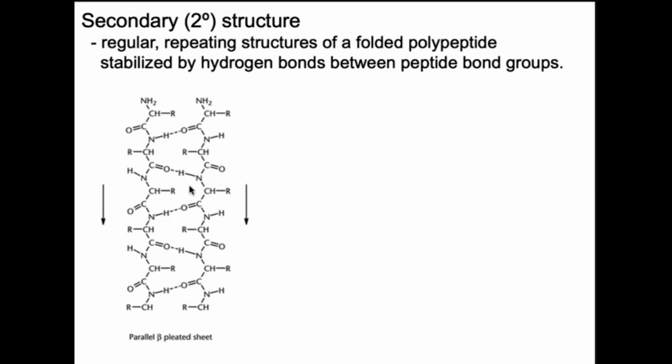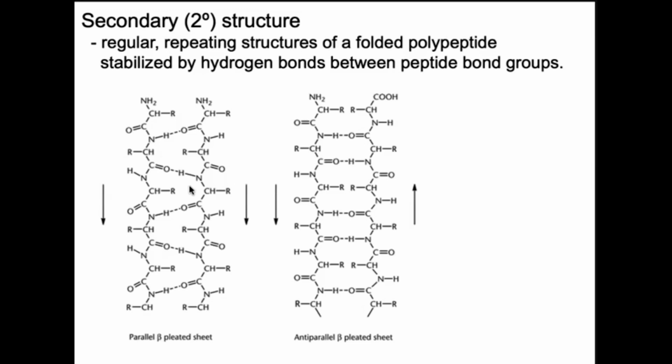So we'll see something called a parallel beta pleated sheet here. We'll also see anti-parallel pleated sheets. You can see this is a little more organized looking because the peptide bond groups line up just so they make regular repeated hydrogen bonds. And so this is going to be fairly stable because there are so many hydrogen bonds in these structures, and they're not just randomly placed throughout the structure, but they're at repeated intervals.